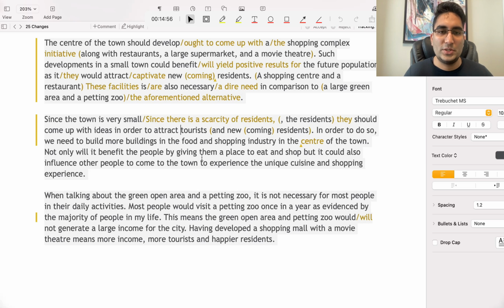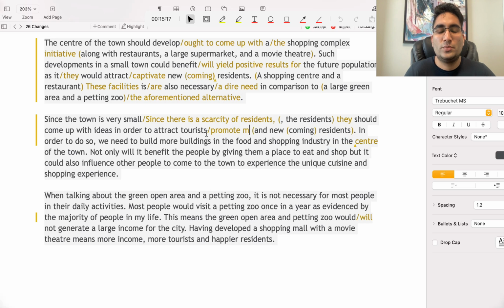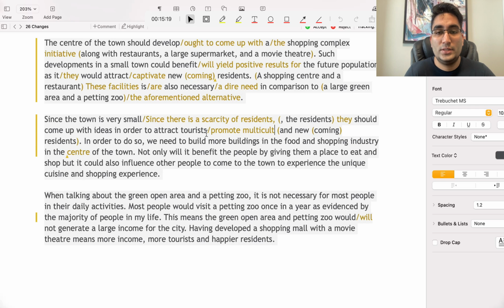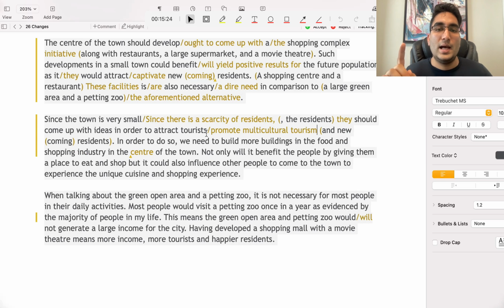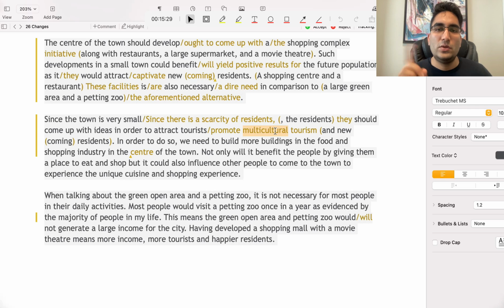Okay, so here's what I'm gonna do. To attract tourists from all races, to attract multicultural, okay, to attract, or I want to say to attract multicultural tourism, but you don't attract it. The word you use mostly with that is to promote multicultural tourism. So with that, what I'm doing, you know why I wanted to add this, is because you need adjectives.